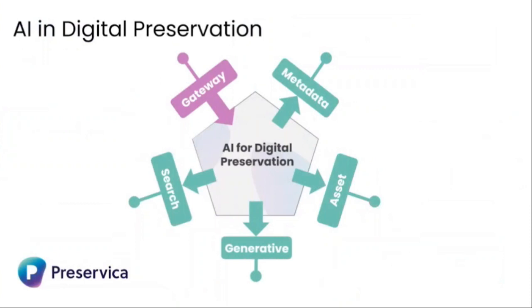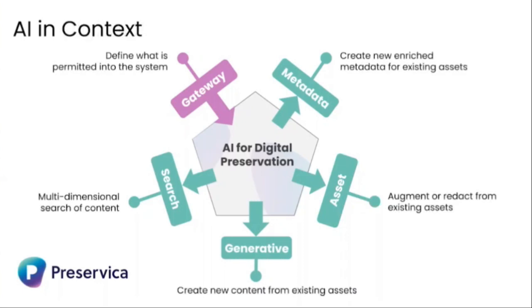So looking at AI for digital preservation, we're seeing various categories of where AI, machine learning, and knowledge-based systems can fit. The first is the gateway, getting things into the product. So defining what is permitted into the product. Now, it's Preservica's philosophy that before the system, there are many AI systems which will help you enrich and focus content before it comes into the product.